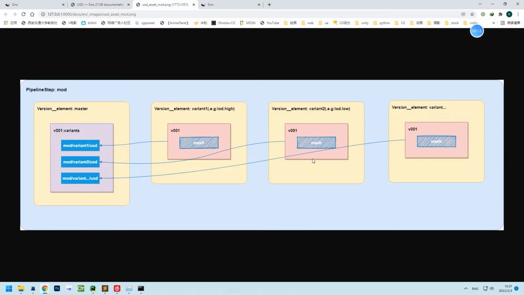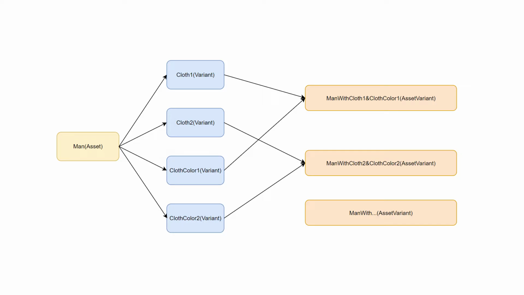The USD workflow of Sins supports the operation of variants, and variants are different states that may exist under the same model. For example, the same character may wear different clothes in different shots. Then a style of clothes can be called a variant, and the material of the same set of clothes can also be different. The combination of different variants we call asset variant.